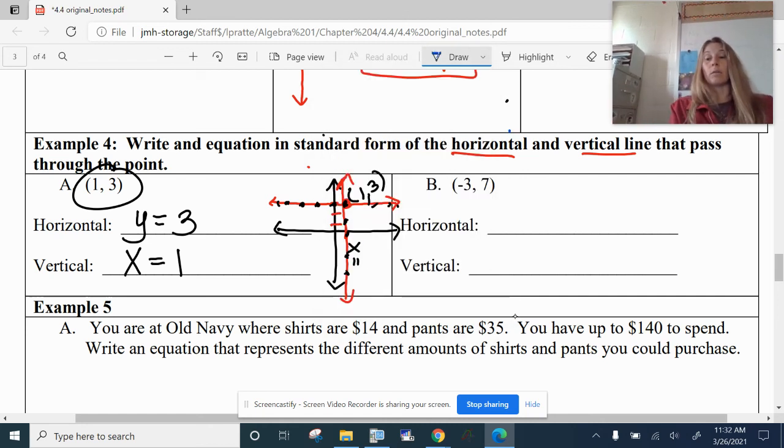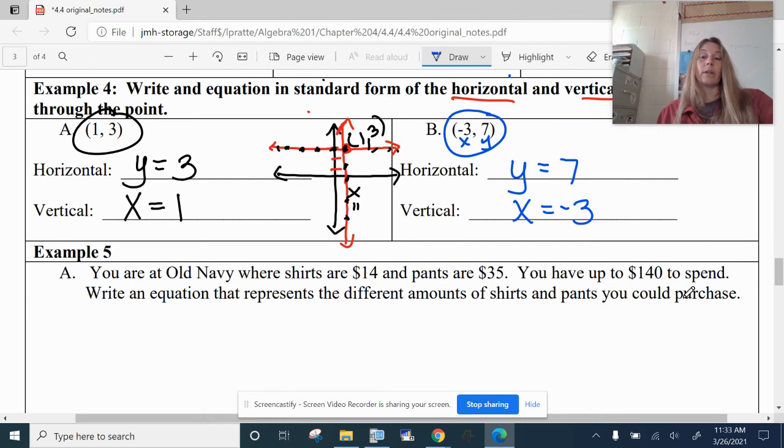So a horizontal line going through this point here, if the point is negative 3, 7, it's going through the y value of 7. And the vertical line would be going through the x value of negative 3.